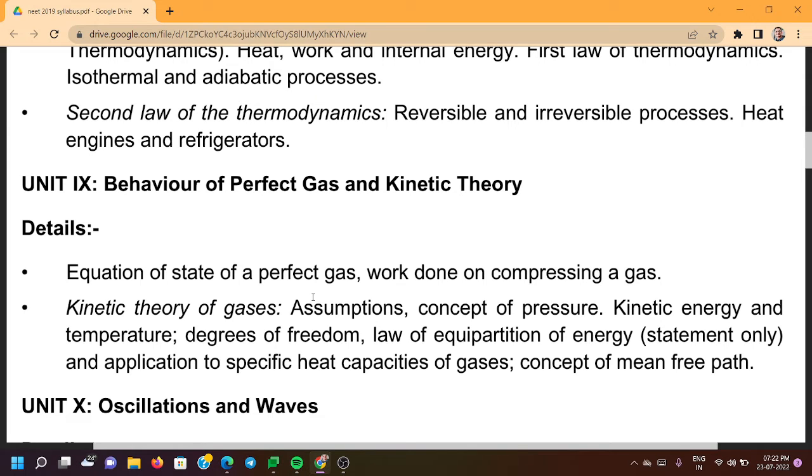Behavior of perfect gas and kinetic theory. Equation of state of a perfect gas. Work done on compressing a gas. Kinetic theory of gases. Assumptions. Concept of pressure. Kinetic theory and temperature. Degrees of freedom. Law of equipartition of energy, statement only, and application to specific heat capacities of gases. Concept of mean free path.